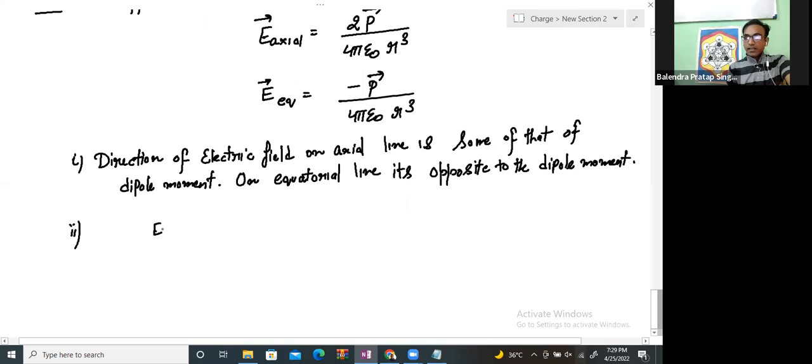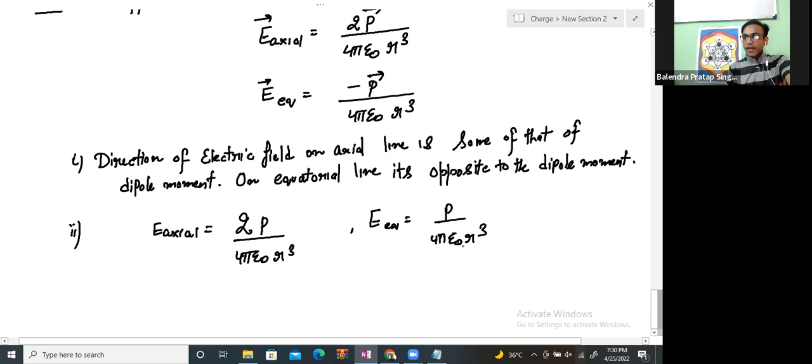And the second difference: E axial is equal to twice of... if I talk about magnitude, not direction, we can neglect the negative sign. So we can write this as 2p over 4 pi epsilon naught r cube, and the electric field at the equatorial line is equal to p upon 4 pi epsilon naught r cube.